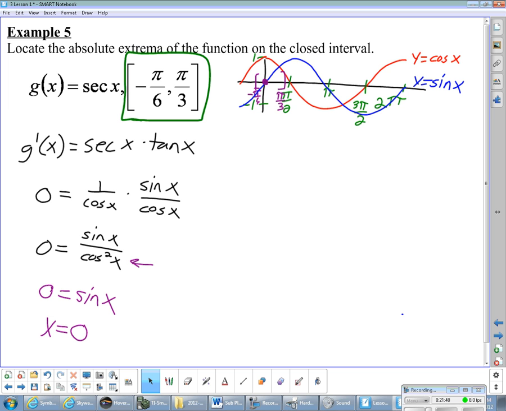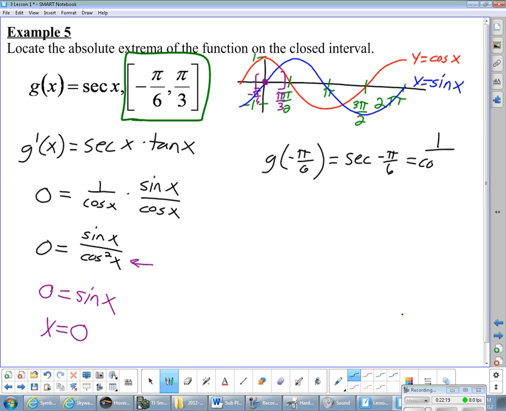All right. So now what we want to do is take the original function and evaluate at the endpoints and at 0. This will be fun. So secant x is 1 over cosine, so this is the same as 1 over cosine of negative pi over 6.